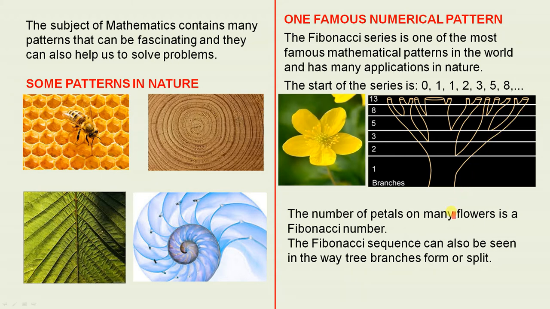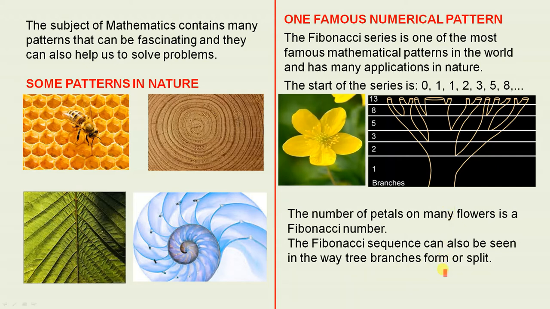The number of petals on many flowers is a Fibonacci number. So here's an example of a flower with 5 petals. And you see that 5 is a Fibonacci number. And there are many flowers in nature. When you count the number of petals, the number is actually a Fibonacci number. It could be one of the larger numbers, or it could be 8, or it could be 3.